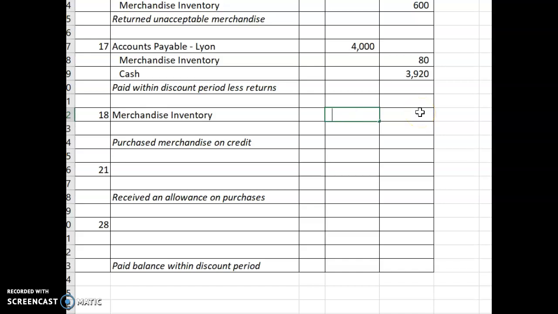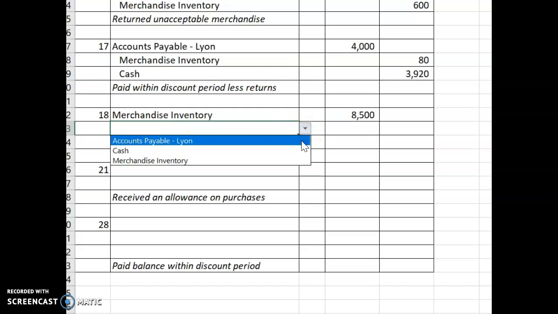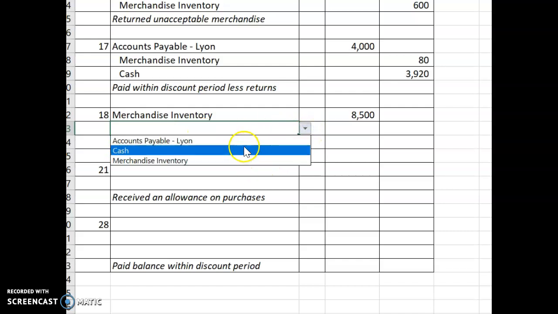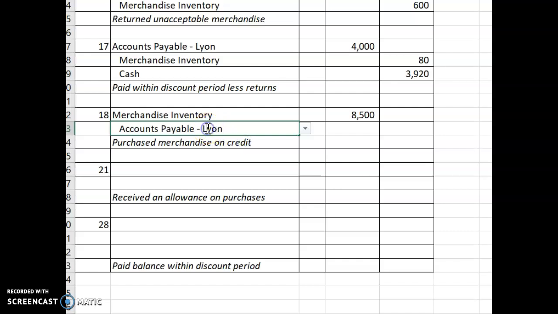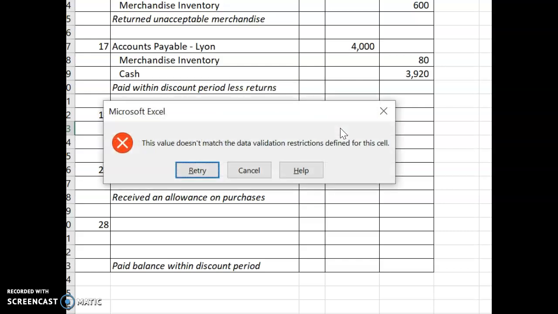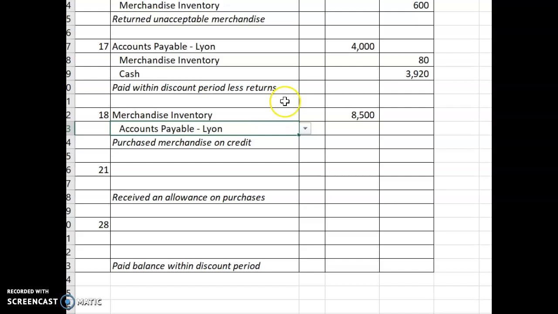for $8,500, and we're going to credit, and I apologize, I thought I had a different accounts payable here, but I don't. So we'll use the same. Should be Frisk. I don't know if it'll let me do that. No. So just keep it the same accounts payable because I forgot to add that in, for $8,500.